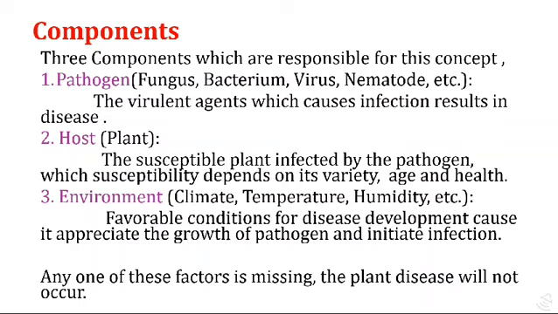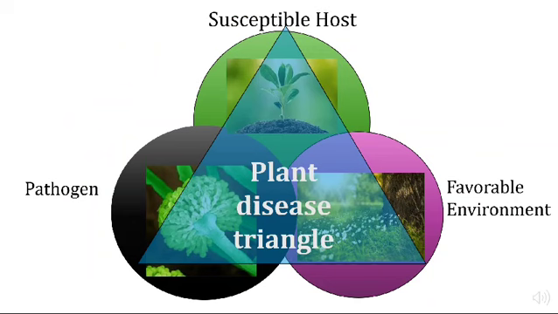And the third one is environment: climate, temperature, humidity, which are favorable conditions for disease development, accelerating the growth of the pathogen and initiating infection. If any one of these factors is missing, the plant disease will not occur. Here, this is the disease triangle. This triangle reveals the interaction between three components which are responsible for initiating the disease in plants.